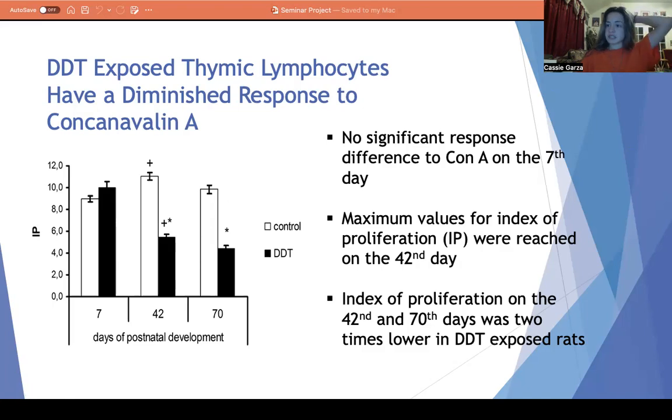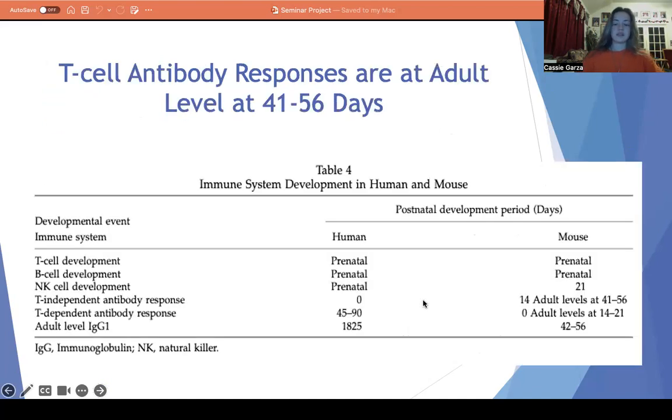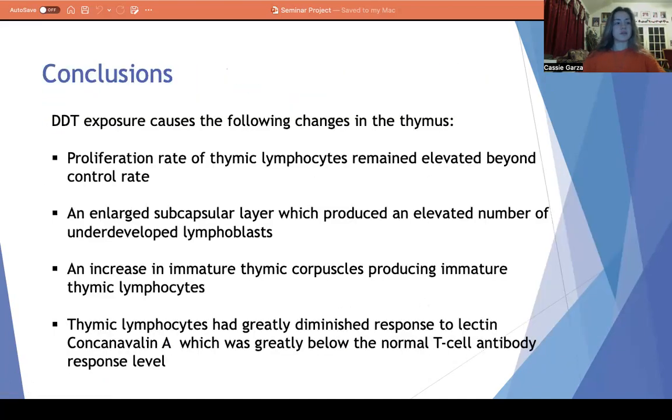So the implications of this, it's just going to keep supporting my hypothesis. Since DDT affected T cells never attain the response that these fully developed control T cells attain, it supports my hypothesis that DDT inhibition of lymphoblast differentiation leads to underdeveloped T cells that lack functional lectin receptors capable of normal antibody response levels. So with that, we're going to move on to our conclusions.